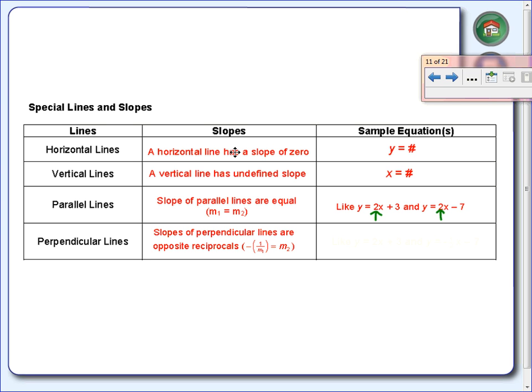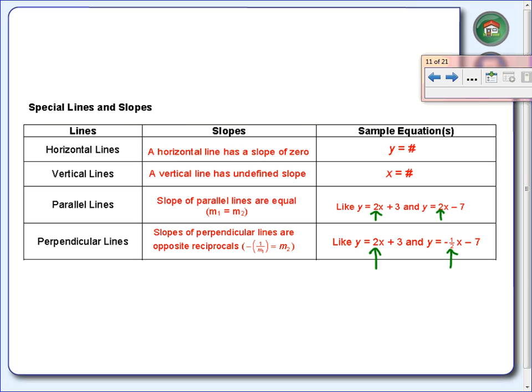So let me show you an example of what that's going to look like. Here's an example. y equals 2x plus 3, and y equals negative 1/2 x minus 7. These are perpendicular lines. And how do I know that? Because I'm looking right here at the slopes.